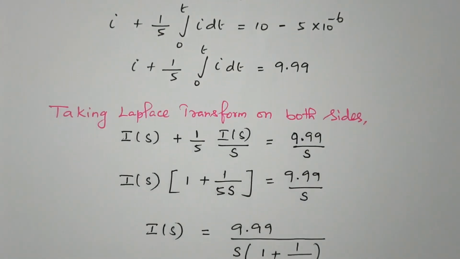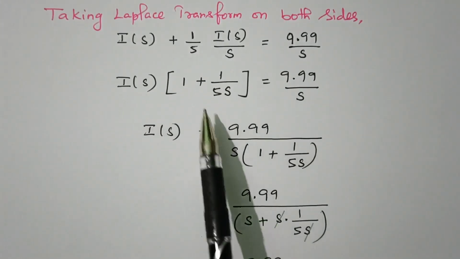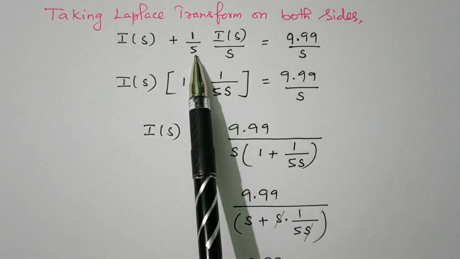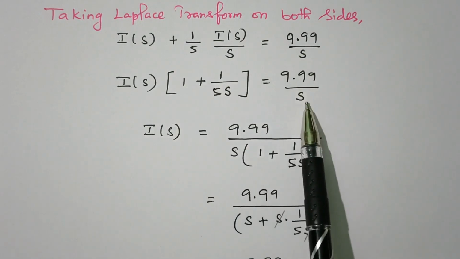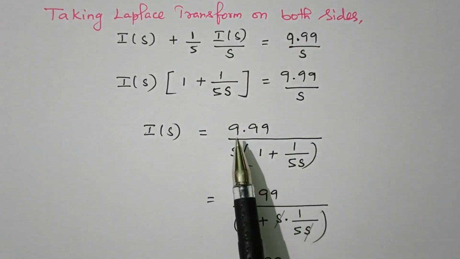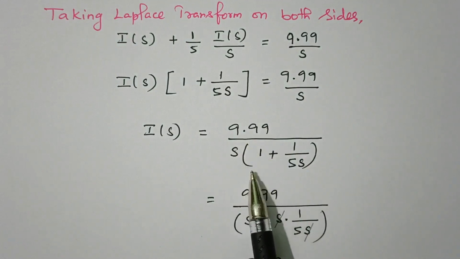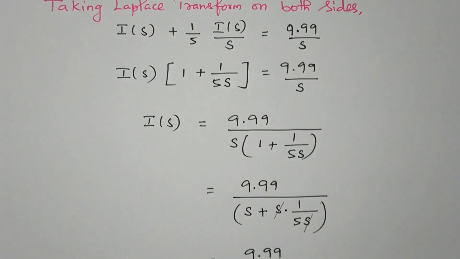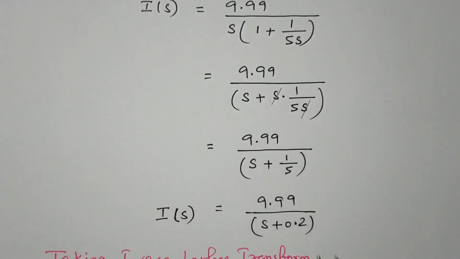Now we will go for the further simplification. So take this I of s outside. So it becomes 1 plus 1 divided by 5s, 5 into s, that is equal to 9.99 divided by s. Bring this term in the denominator, that side. 9.99 divided by s into 1 plus 1 divided by 5s. Multiply this s inside: s into s plus s into 1 by 5s. This 5s got cancelled. Right. So what we have finally is 9.99 divided by s plus 1 by 5.